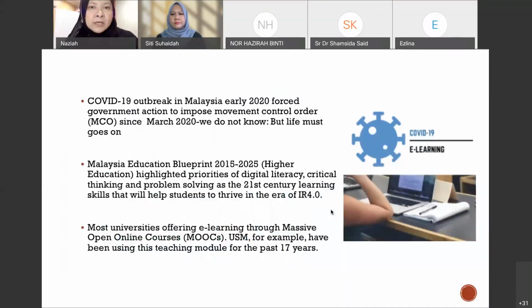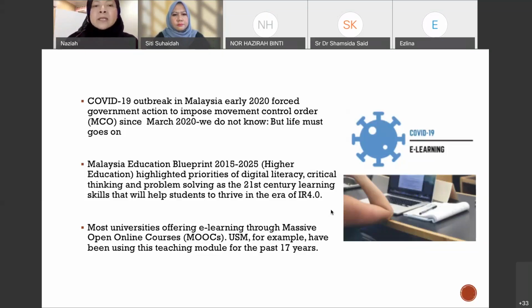So in early 2020, in March 2020, until now, we didn't know what would happen to our country and even worldwide. But life must go on. Instead of suffering over this matter, we have to face it and make it an opportunity. As mentioned in the Malaysia Education Blueprint 2015 to 2025, we have to adopt IR 4.0, where we have to think critically and solve problems in this 21st century with digital literacy and critical thinking.